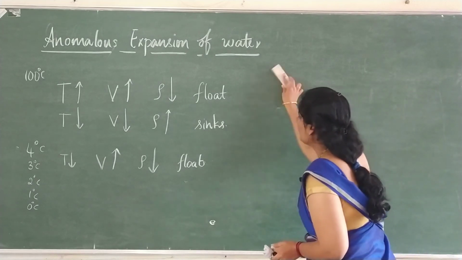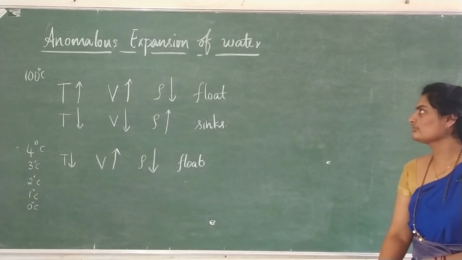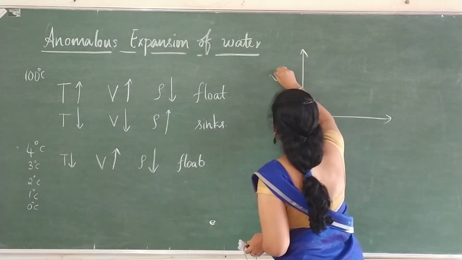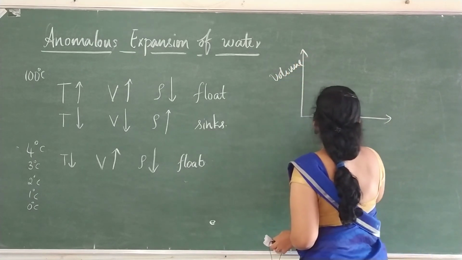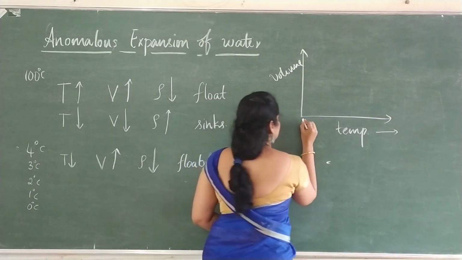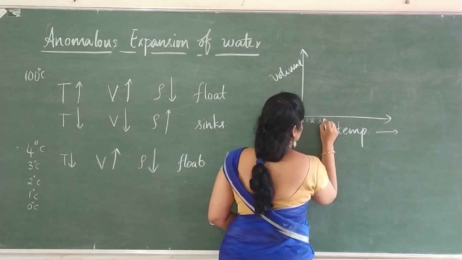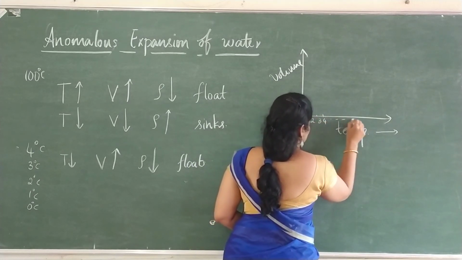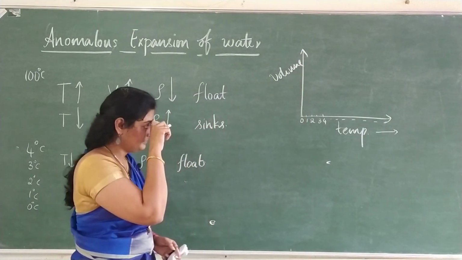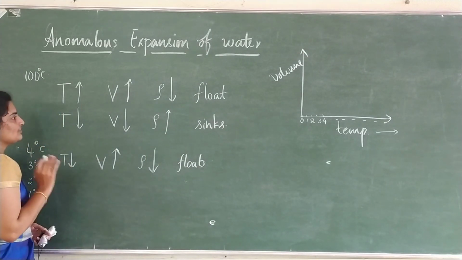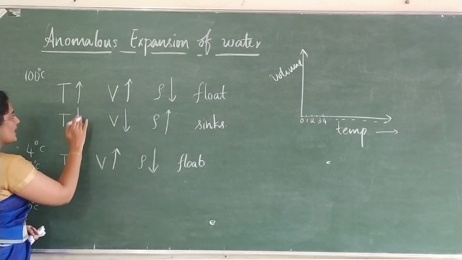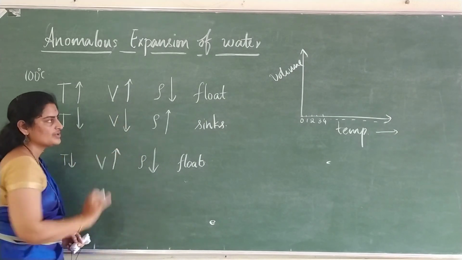And now we have to draw 2 graphs. One graph connects volume of water with the temperature. I'll take 0, 1, 2, 3, 4, etc. here, and volume from 0, 1, 2, 3, etc. Okay. See, normal condition: as temperature increases, volume has to increase. As temperature decreases, volume has to decrease.